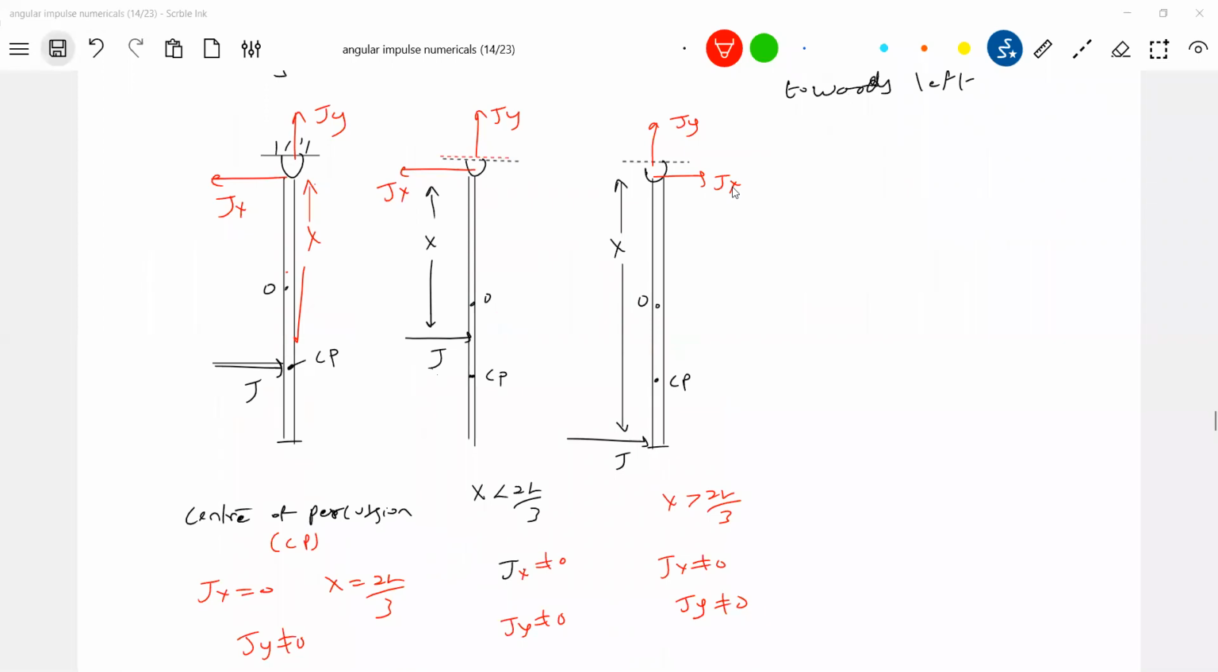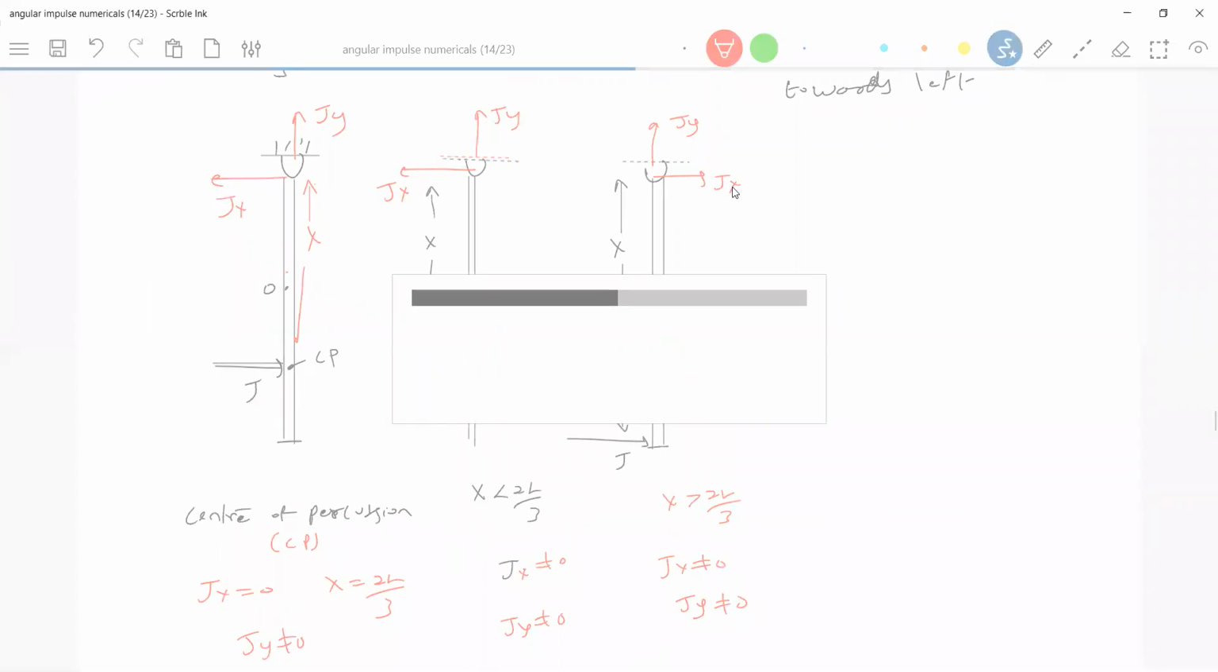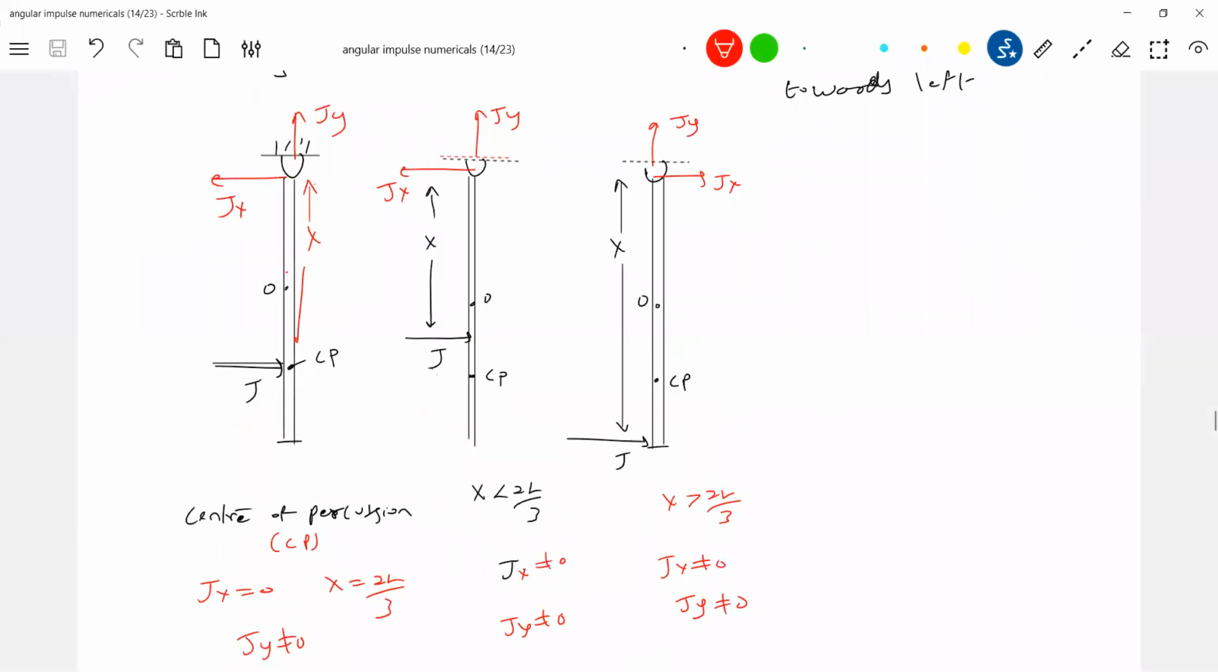There's one very important concept, please do analyze it once. Sir, in the first case, how is Jy not equal to 0? Because when I apply the impulse, the rod will rotate. In all the cases, the rod must have angular velocity. Because of angular velocity, a pseudo force will act, so Jy should come, circular motion. Take one rod and try to rotate it. You feel that the rod is trying to move your arm away. That is what Jy is.